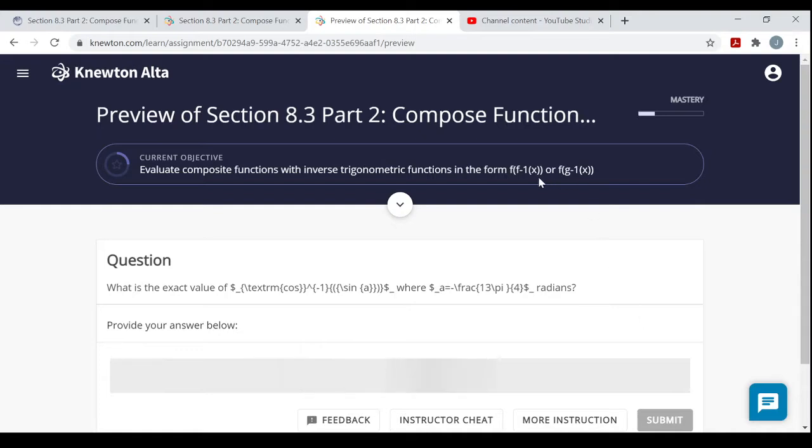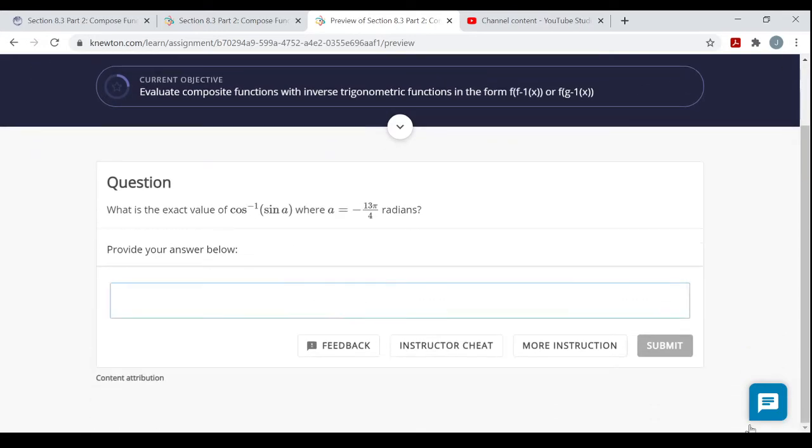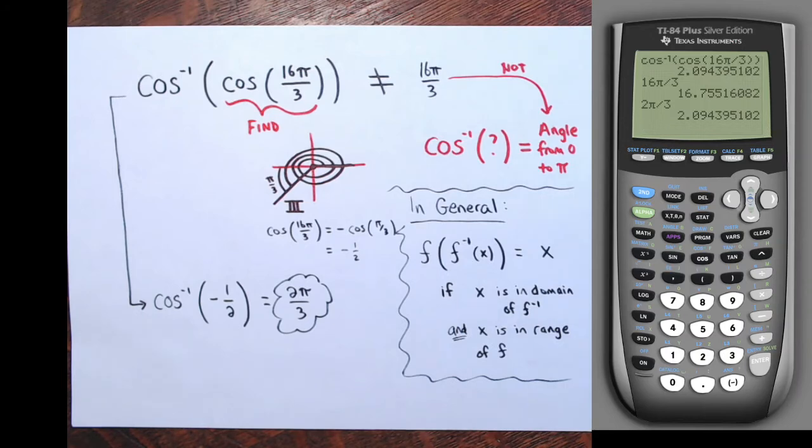All right, and this is the other way around. We're back to the first objective where you have the regular trig function. Oh, it looks like they have an inverse on the outside. Okay, so this time again we have the inverse on the outside. All right, so I'll go to a piece of paper. We'll do this one.